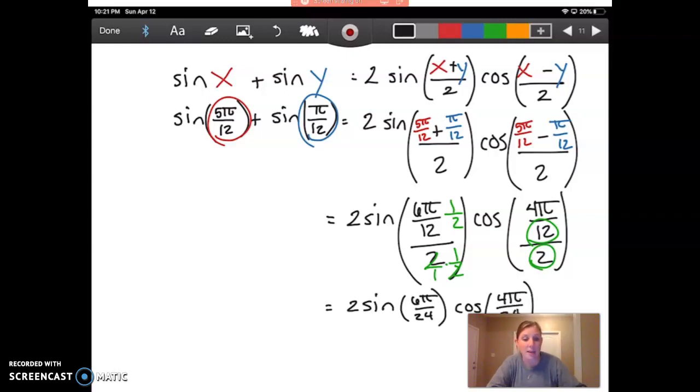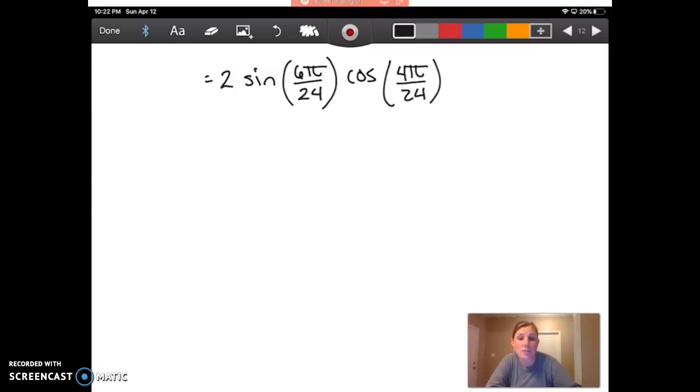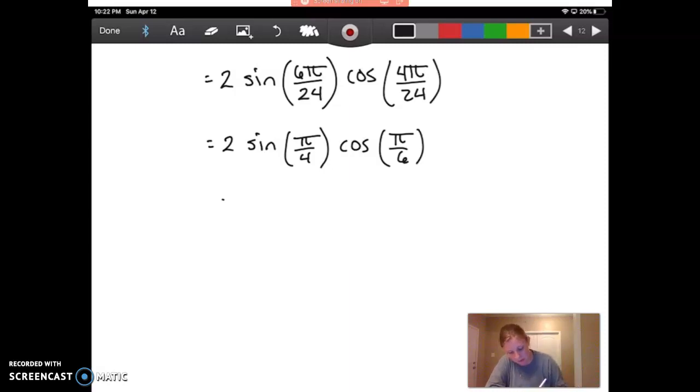I'm actually going to take this and move it to the next page real quick. So 2 times the sine of 6 pi over 24 times the cosine of 4 pi over 24. Now I am going to reduce these fractions. 6 over 24 definitely reduces to 1/4, which we can write as pi over 4. And then 4 pi over 24 reduces to pi over 6. So when I simplify this, I can calculate what the sine of pi over 4 is: square root of 2 over 2.